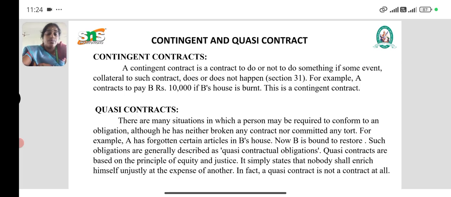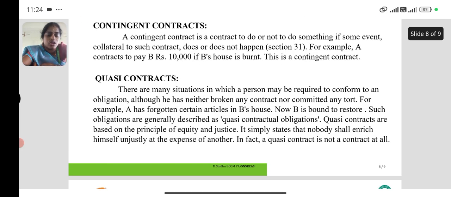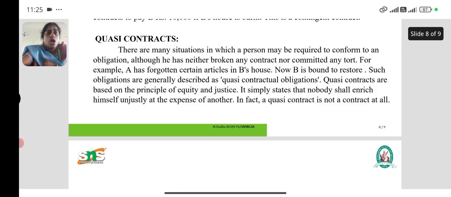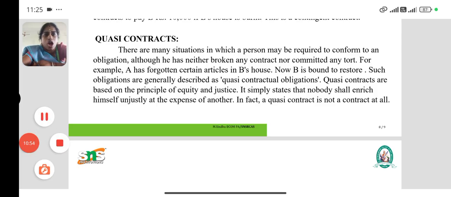Quasi contract. There are many situations in which a person may be required to conform to an obligation although he has neither broken any contract nor committed any tort. For example, A has forgotten certain articles in B's house. Now B is bound to restore them. Such obligations are generally described as quasi-contractual obligations. Quasi contracts are based on the principles of equity and justice. It simply states that nobody shall enrich himself unjustly at the expense of another. In fact, a quasi contract is not a contract at all.